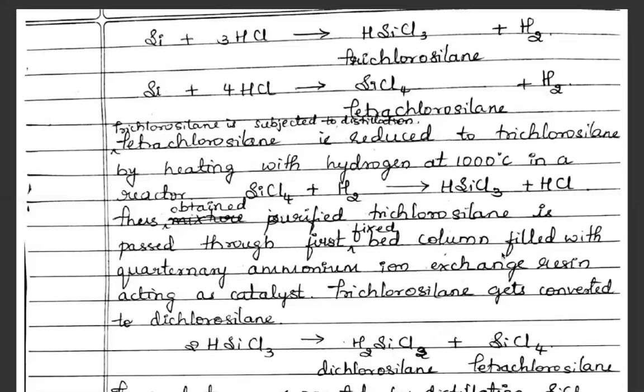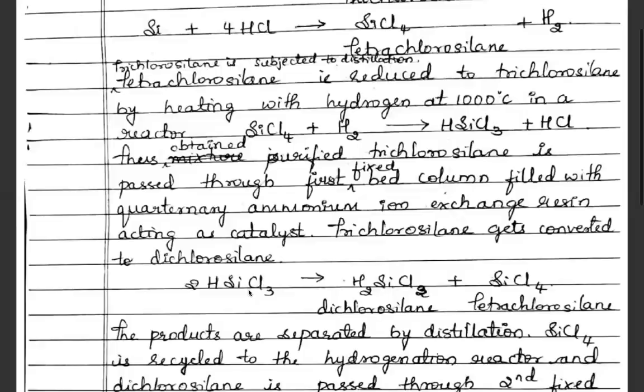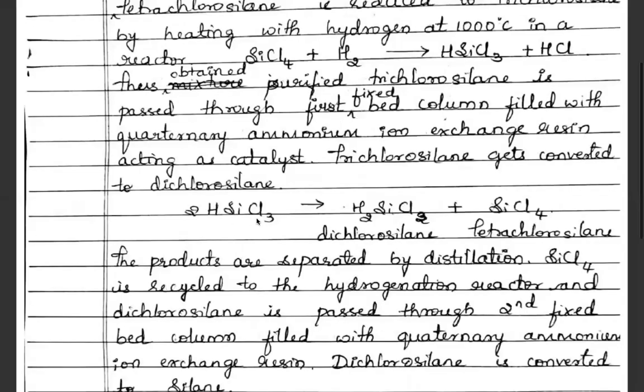Okay, this is the first stage. Here we have the catalyst called quaternary ammonium ion exchange resin catalyst. This is going to reduce trichlorosilane to dichlorosilane. We are interested in dichlorosilane. However, let us not waste tetrachlorosilane. You send it again to the hydrogen reactor so that it will form trichlorosilane. Again from trichlorosilane, you send it to the first bed column so that it will form dichlorosilane. So those previous steps you have to remember.